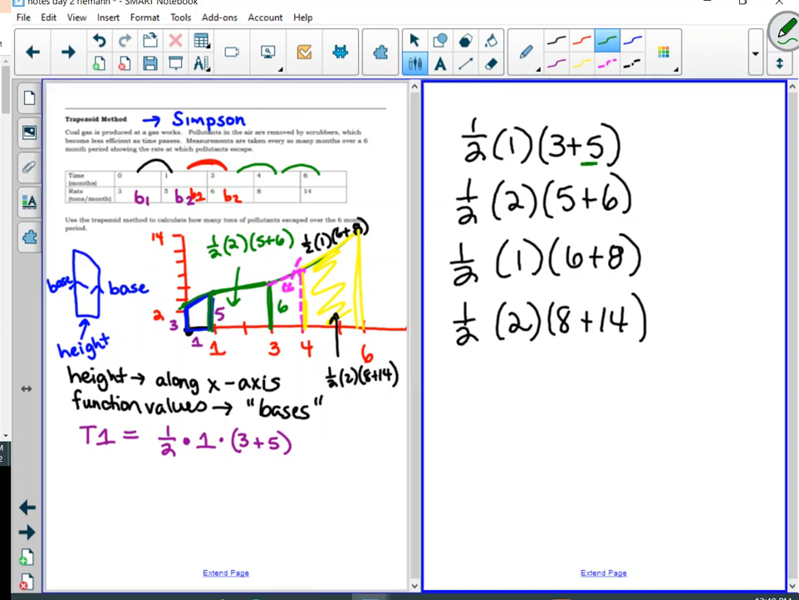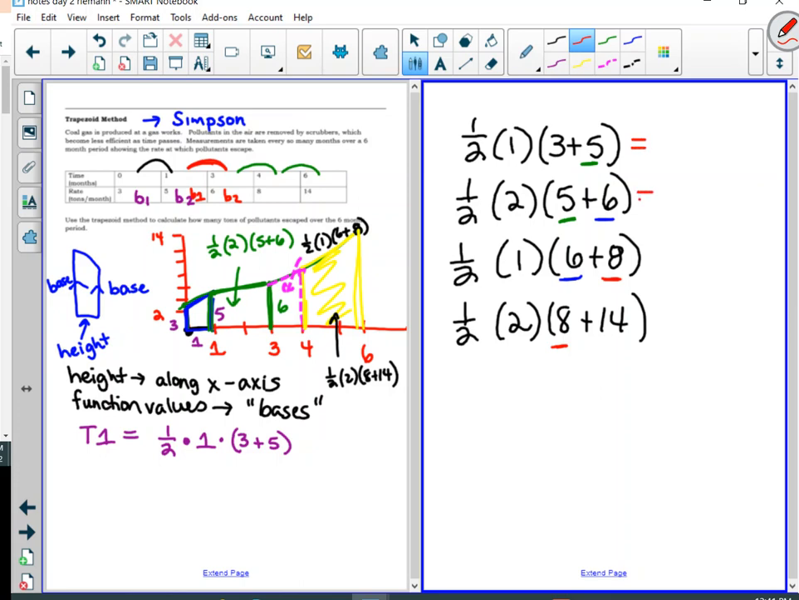Notice that the base that ended one trapezoid starts the next one. So we go 3 to 5, 5 to 6, 6 to 8, and then 8 to 14. So you can see the overlap. It's nice to line them up like this, and then you can see that. That way you make sure you're doing all the calculations you need to do.